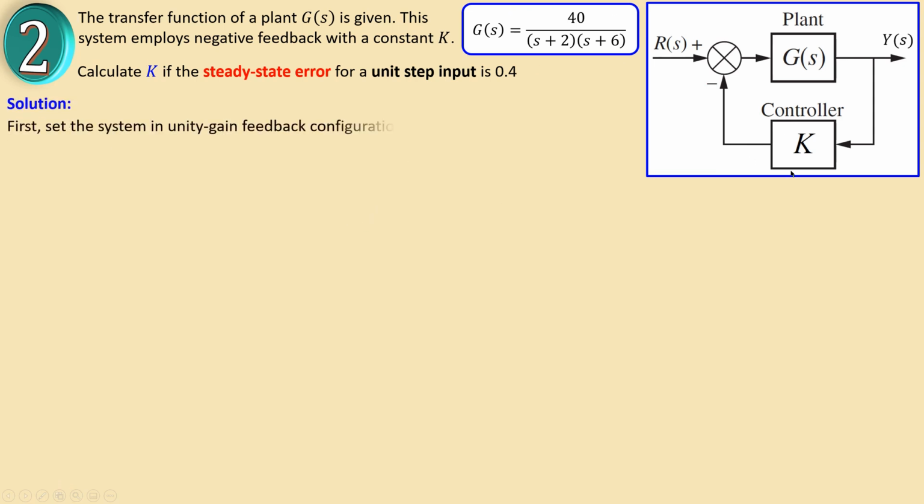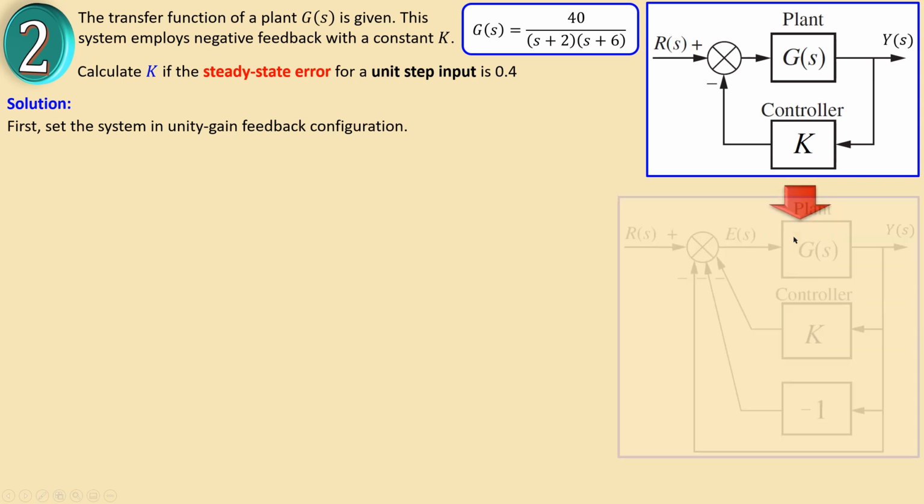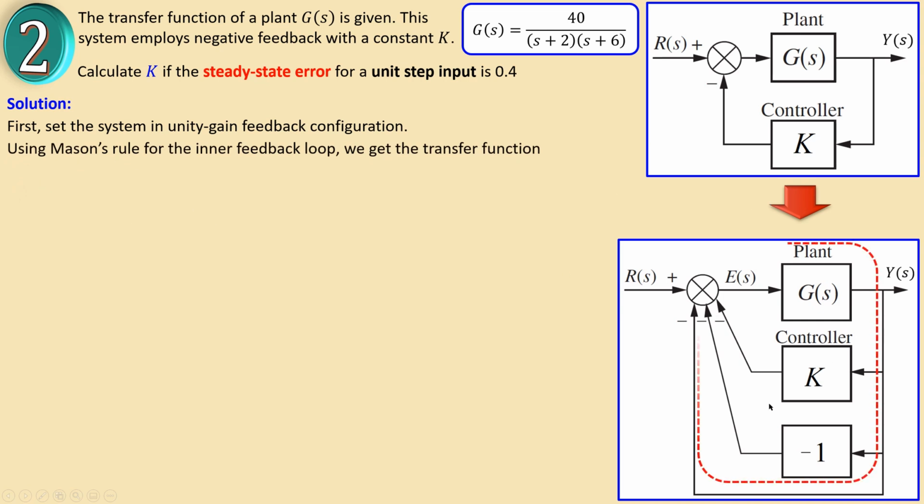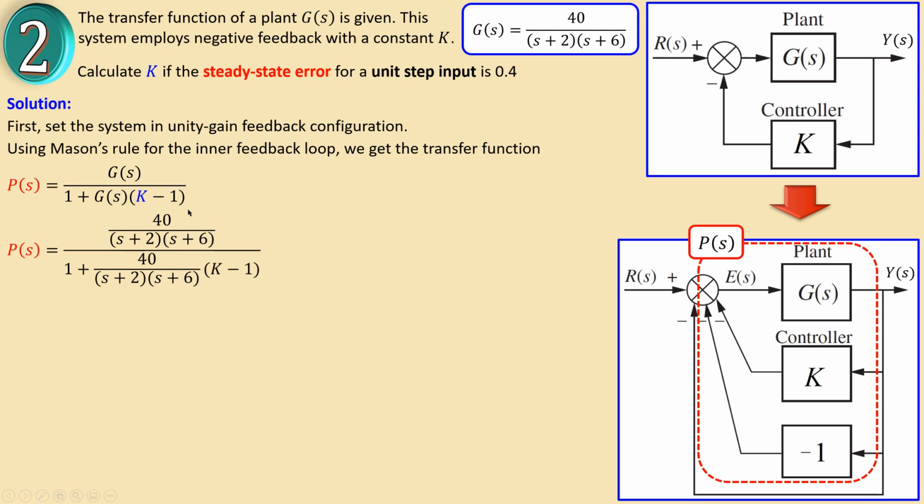Again, we know this system is non-unity-gain feedback, so first we need to change that. We have done this in the previous examples, so we can move a little bit faster and use Mason's gain rule here. Again, denote this, for example, as P, as I did in the previous examples. P is then this, so again, forward divided by 1 plus the loop. This is an expression. Now I can substitute the plant transfer function here, and this will result in this simplified expression, where you see directly that K is indeed an unknown.